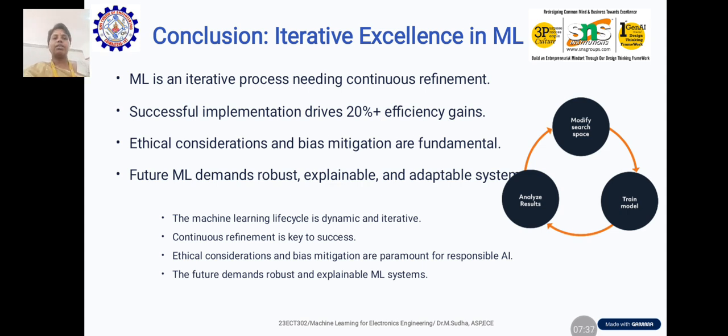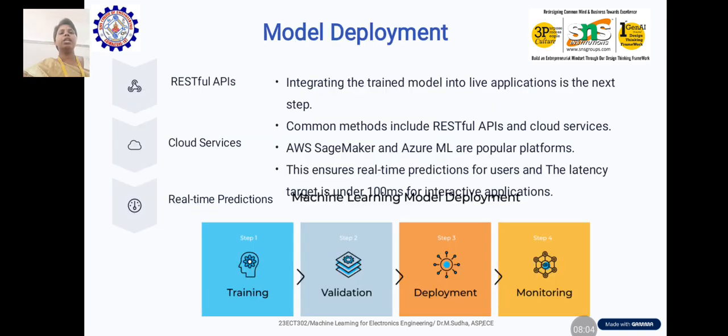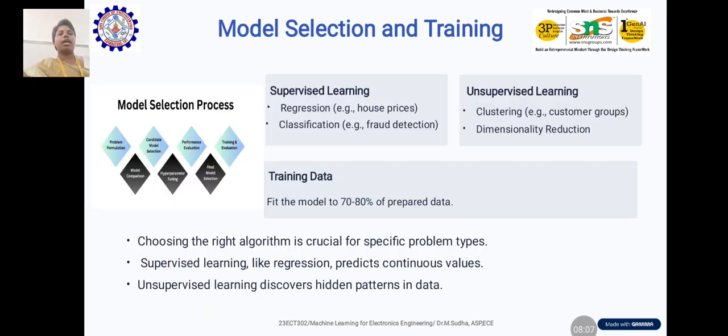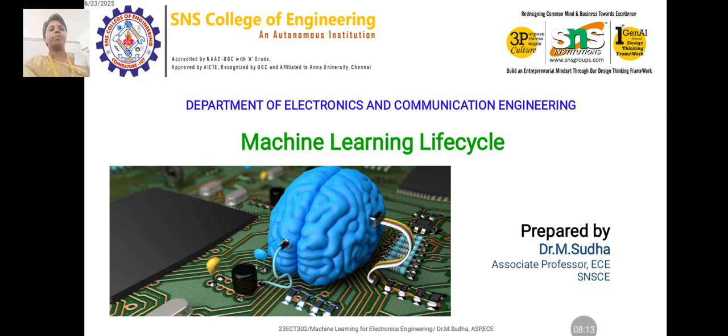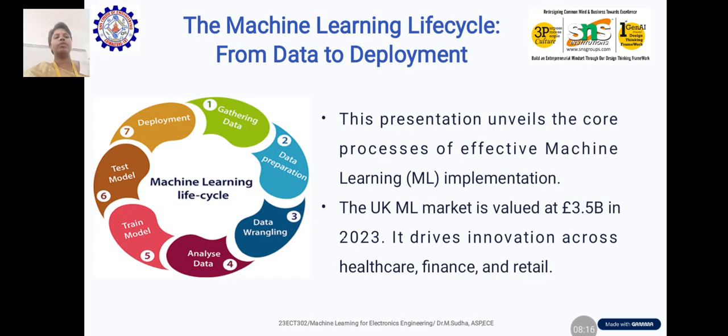Ethical considerations and bias mitigation are fundamental. Future ML demands robust, explainable, and adaptable systems. The machine learning life cycle is dynamic and iterative. Continuous refinement is key to success, because continuous refinement is done by the iterative process, right? Ethical consideration and bias mitigation are paramount for responsible AI, and the future demands robust and explainable ML systems. So this is how the machine learning process happens, from data collection to deployment. This is the machine learning life cycle we have discussed so far. Thank you.